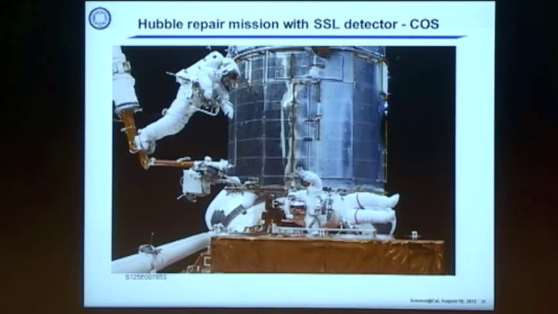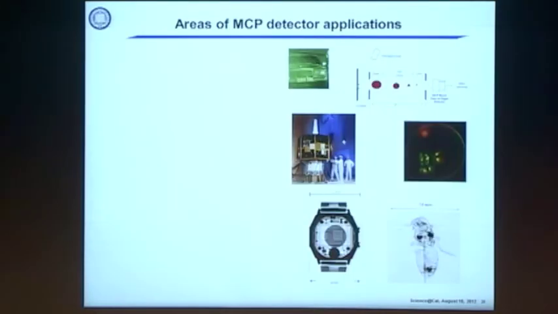Another detector we built, we're proud of it, was installed by the last servicing mission on the Hubble telescope. It's called the Cosmic Origins Spectrograph, COS. There were two instruments installed and other electronics fixed, but one of the instruments was ours, and I'll show you the picture of the detector.